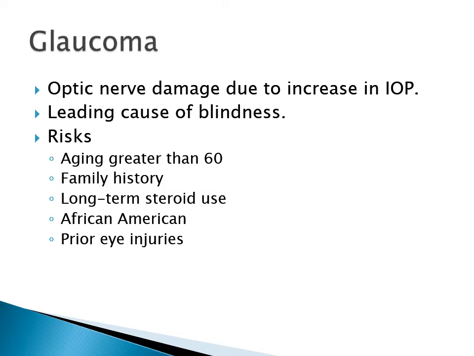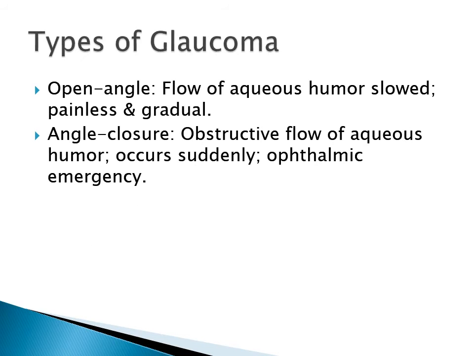Typically, you want your intraocular pressure to be between 12 to 15 millimeters of mercury. Anything greater than that, then they're starting to suspect that the patient is at risk for glaucoma. So the risk factors, again, are listed. That long-term steroid use, African Americans are at higher risk with glaucoma, and any prior eye injuries. Glaucoma does affect the person's peripheral vision as well.